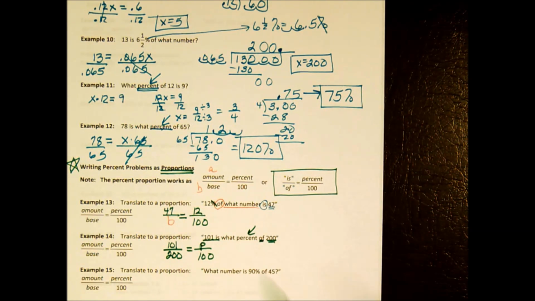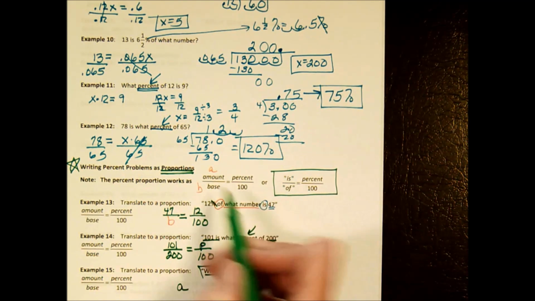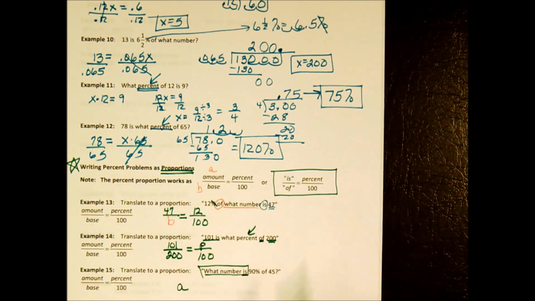Let's try another one. What number is, so the what number is the is, so that's going to be my A, going by A over B. Where is my of number? Of 45. 90% is my percent over 100, and I have my proportion. So it's different than translating the equations.